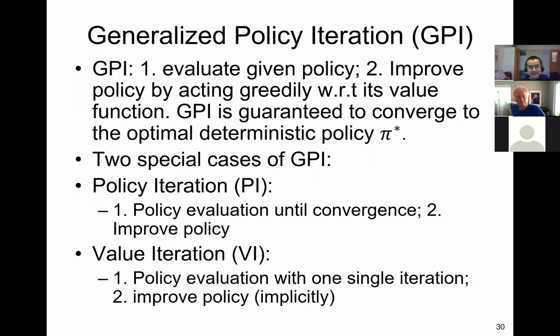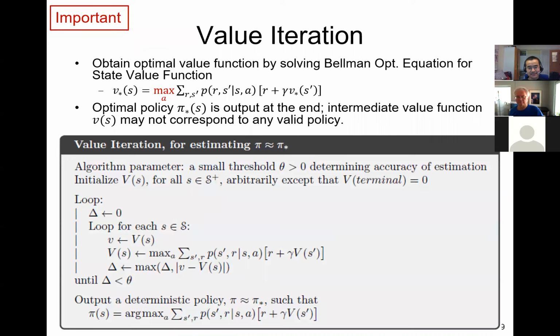Policy iteration and value iteration are two extreme cases of GPI. Policy iteration runs policy evaluation until convergence at every iteration. Value iteration runs policy evaluation for a single step, and then improves the policy implicitly by defining the new Q value function. The new value function, because here we have the MDP model, so knowing V is equivalent to knowing Q. You can easily convert between them.